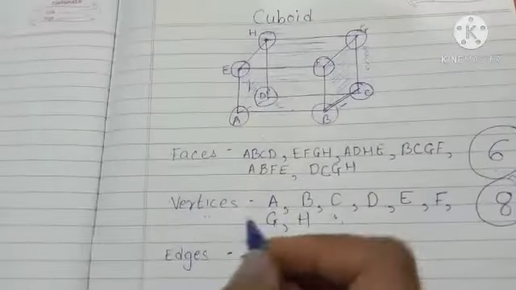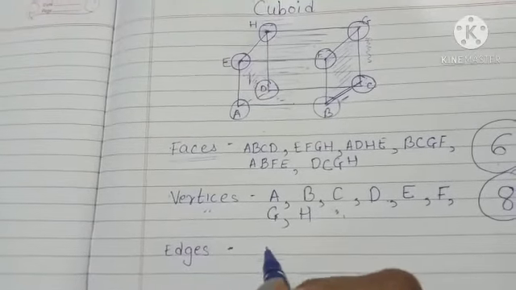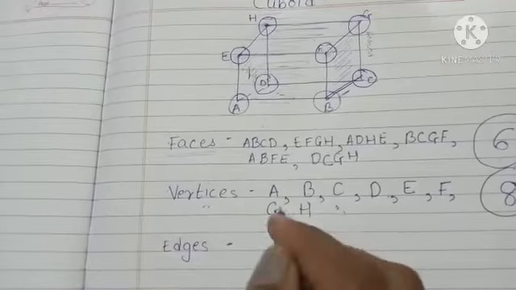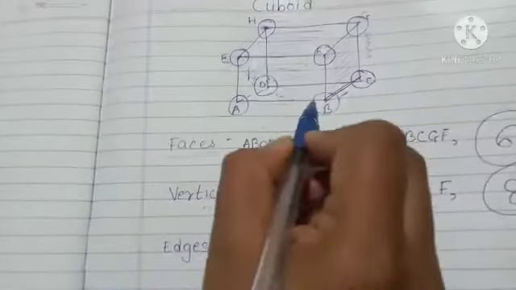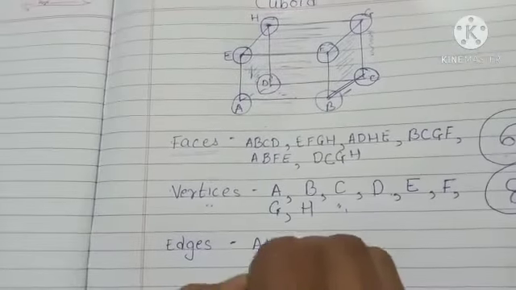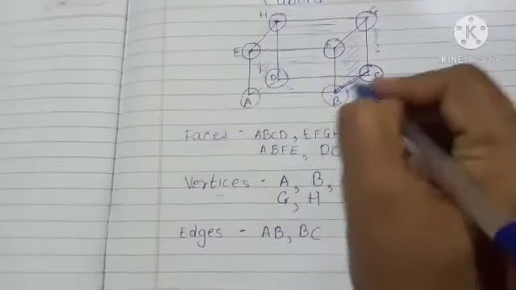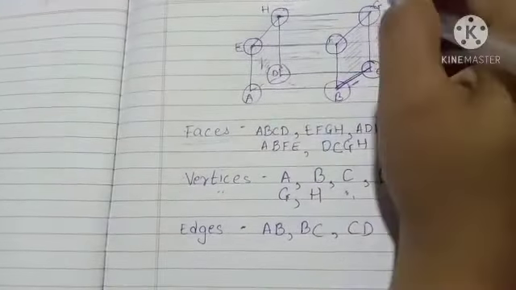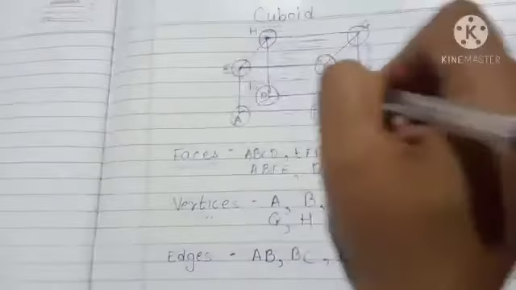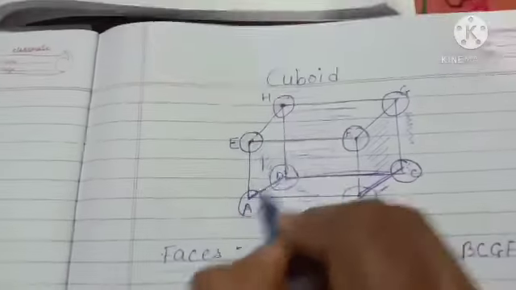Now I have discussed edges also with you. Edges are where 2 faces meet. Now which are the edges? I'll show you. AB. Then we have BC. Then we have CD. This is CD. Then we have DA.